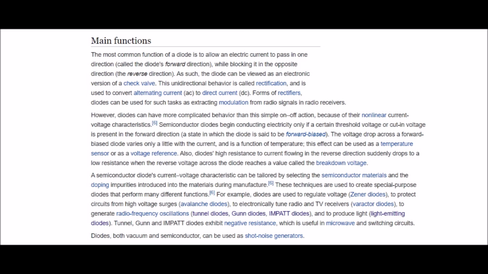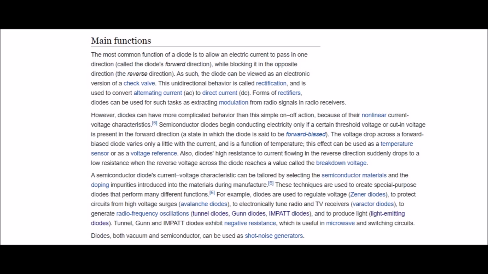Main functions. The most common function of a diode is to allow an electric current to pass in one direction, called the diode's forward direction, while blocking it in the opposite direction, the reverse direction. As such, the diode can be viewed as an electronic version of a check valve. This unidirectional behavior is called rectification and is used to convert alternating current (AC) to direct current (DC). Forms of rectifiers, diodes can be used for such tasks as extracting modulation from radio signals in radio receivers.